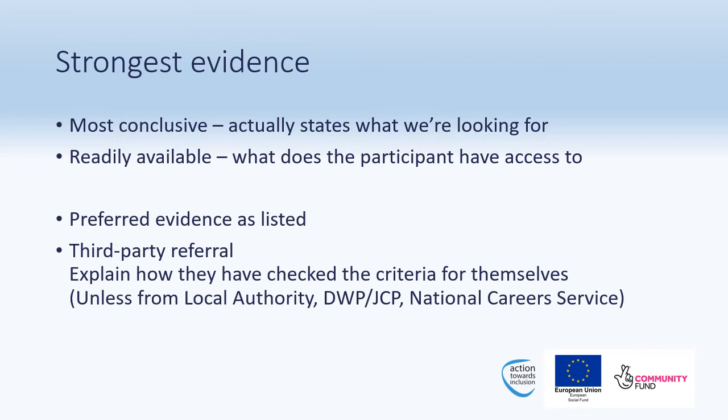All other organisations' referrals should include an explanation for how they have checked this criteria themselves and how they know that the participant is, for example, economically inactive. A third-party referral must be from outside the ATI partnership. If it's internal, from your own organisation or another partner organisation, this could be classed as alternative credible evidence instead.